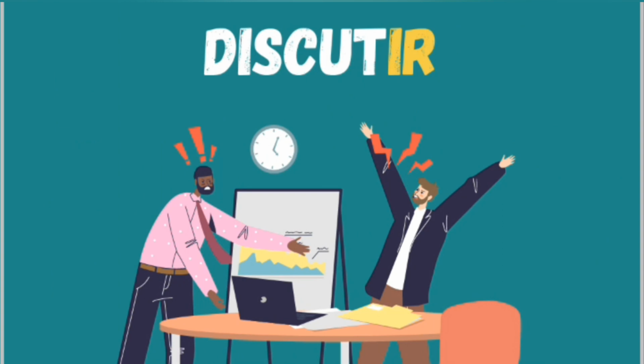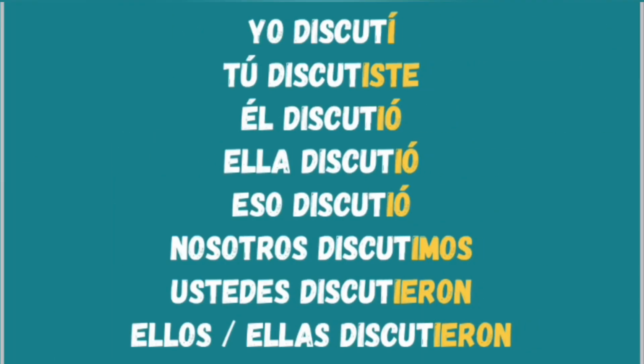So we have this verb to discuss, to argue. In Spanish, to say this, we have to say discutir. Okay, and let's see how you have to conjugate this verb in the indefinite past. If you want to say I discussed or I argued, then you have to say yo discutí. And see, the root word is not changing, that's why it's a regular verb.